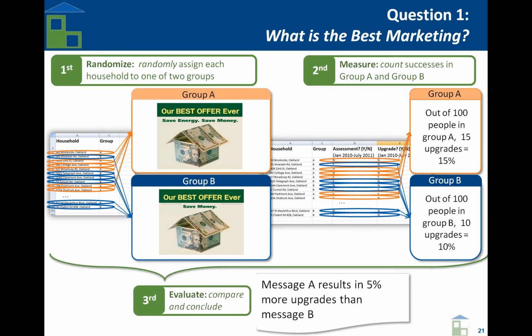So then step three is to compare group A to group B. So here we can say that message A resulted in 5% more upgrades than message B. And again, later I'll get to the part where we decide whether this 5% difference is a real difference or whether it's just chance.